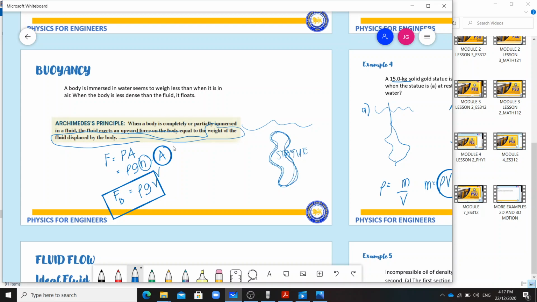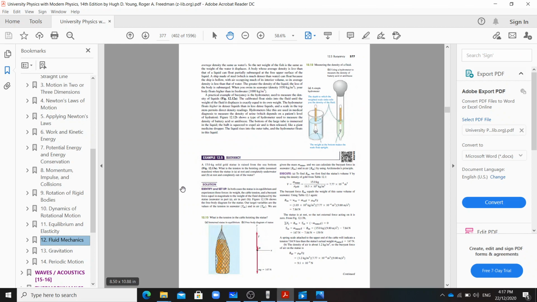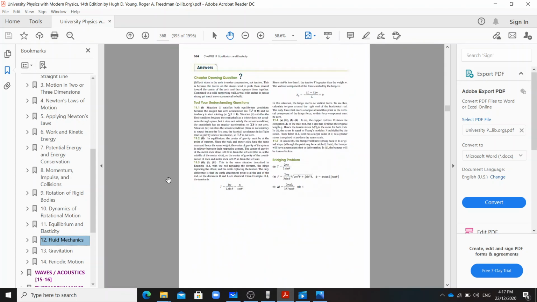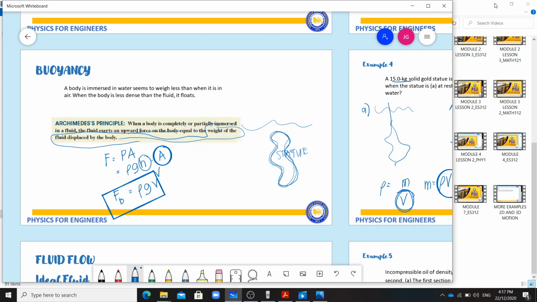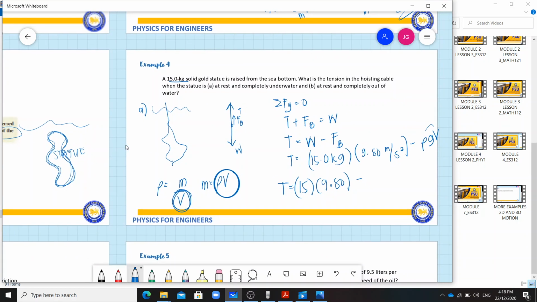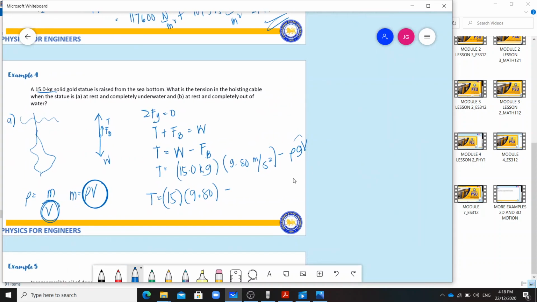Okay? So, kailangan natin mahanap yung volume ng tubig na which is equivalent din sa volume ng gold. Ngayon, ano ba ang density ng gold? Hanapin natin. Meron ditong table. Ayan. Ang density ng gold ay equivalent sa 19.3 times 10 raised to 3 kilogram per meter cube. Ayan.